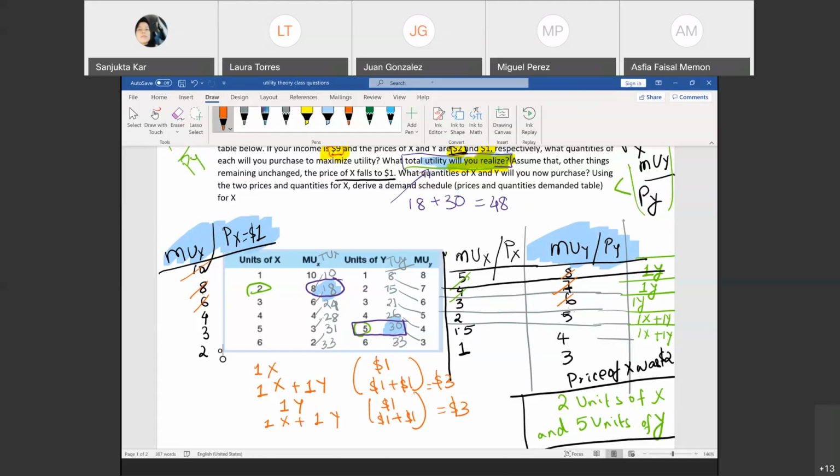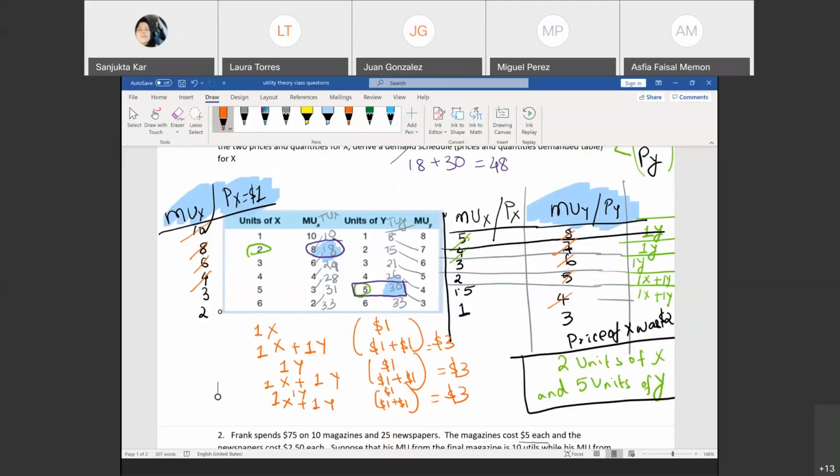So then I compare 5 and 4. Next step, I buy 1Y. After that, I compare 4 and 4. So I buy 1X plus 1Y in the last step. So a dollar plus a dollar. So basically, I spent all my money.